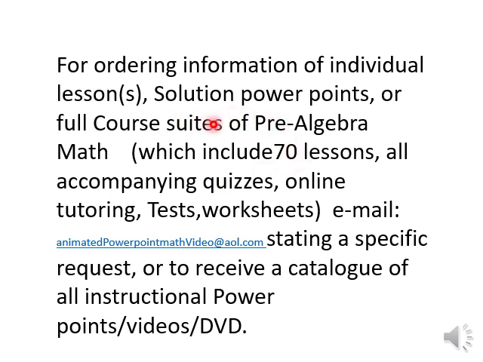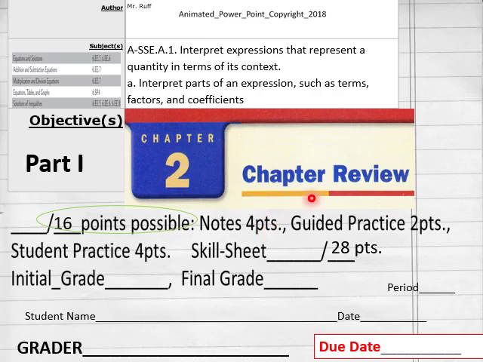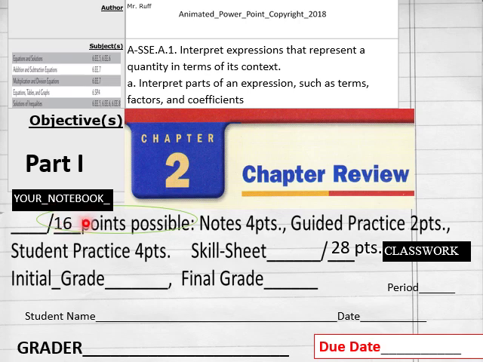Hello everybody, we're getting ready to do part 1 of chapter 2 review and summary, pre-algebra math today. For the classwork sheet, you have 28 points. And then you have 16 points for your notebook guide or your notebook. Chapter 2 review, and these are your standards up here that we're covering.